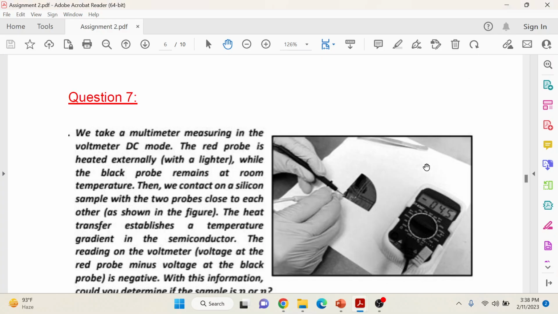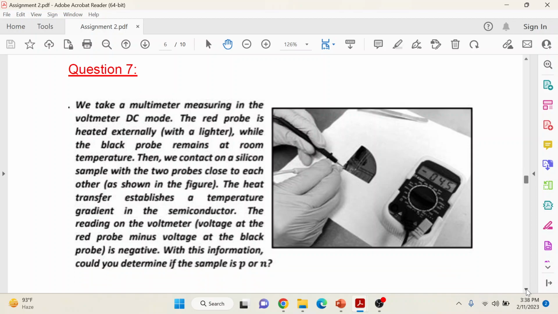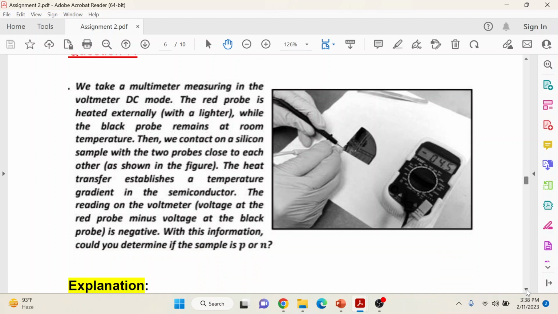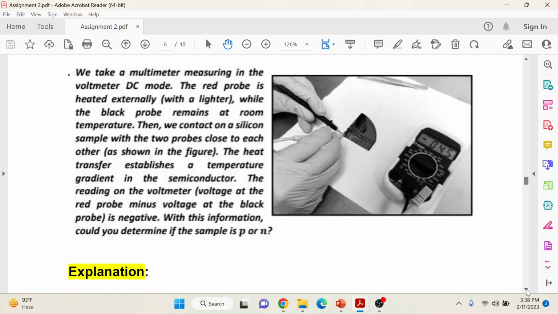Okay, so let's discuss the next question. The next question is saying that we take a multimeter measuring in the voltmeter DC mode, and the red probe is heated externally with a lighter, while the black probe remains at room temperature. Then we contact a silicon sample with two probes close to each other as shown in the figure. The heat transfer establishes a temperature gradient in the semiconductor. The reading on the voltmeter, voltage at the red probe minus voltage at the black probe, is negative. With this information, could you determine if the sample is P or N?